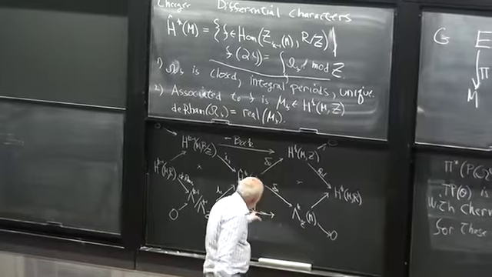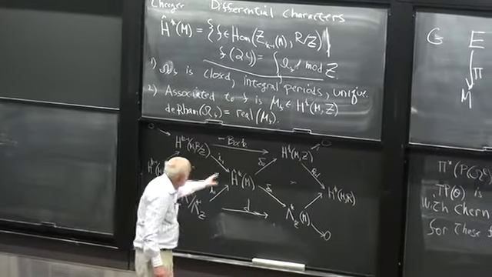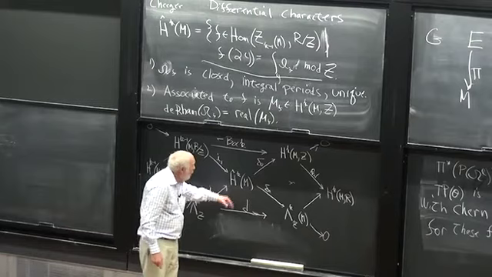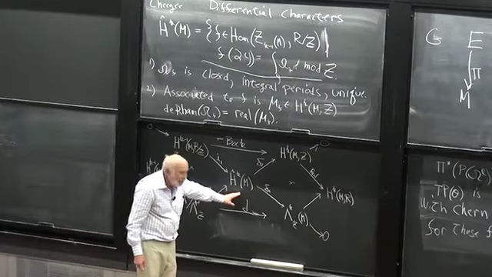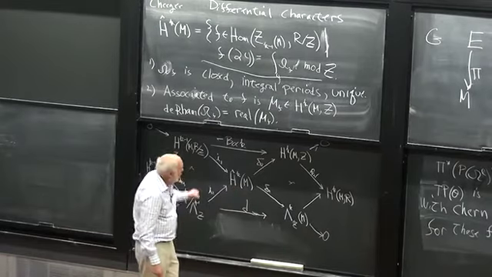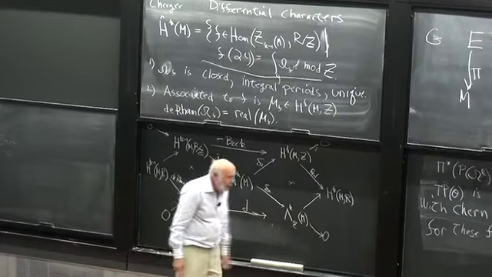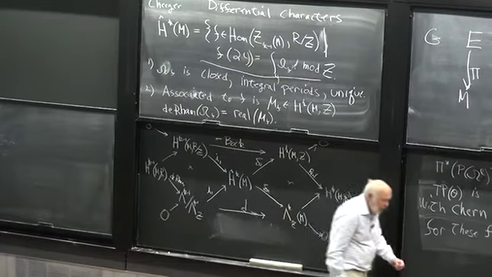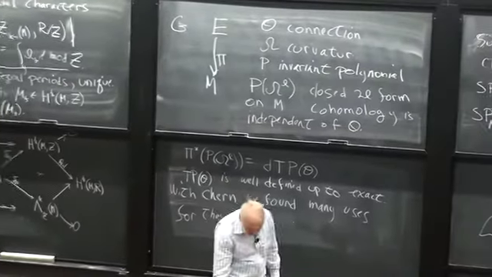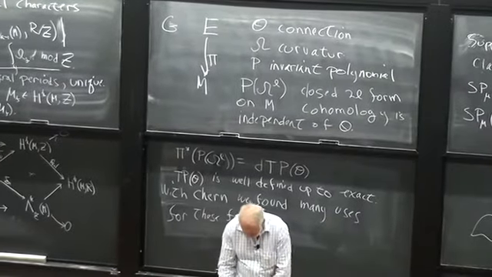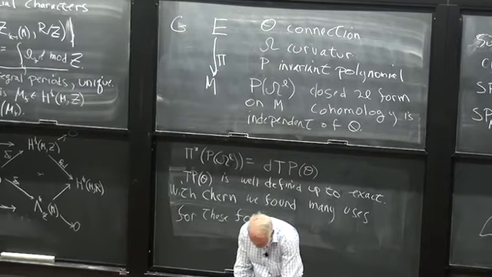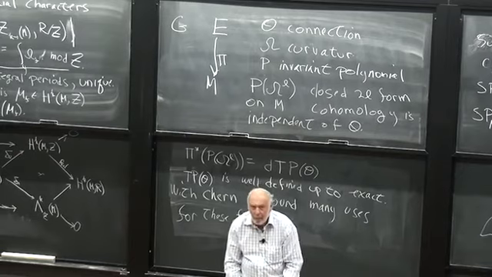So this is a model. Differential characters thus are a model for ordinary differential cohomology. And it turns out, in the ordinary case, there's only one. So that's what we'll talk about briefly today. So, I had an idea of how to prove that.